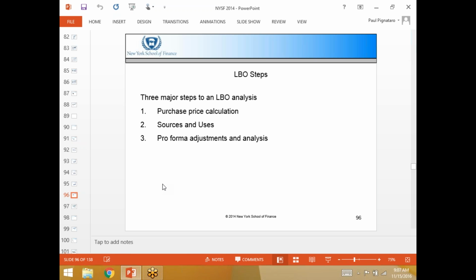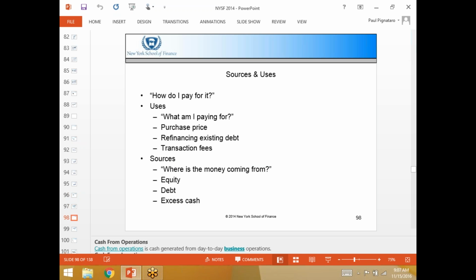Right? And the sources and uses of cash, we've dealt with this. The uses is what are we paying for? And oftentimes what we're paying for is a lot more than just the purchase price. Right? We need to consider the obligation of refinancing the existing debt. Under what scenarios? Well, we've talked about this a lot.